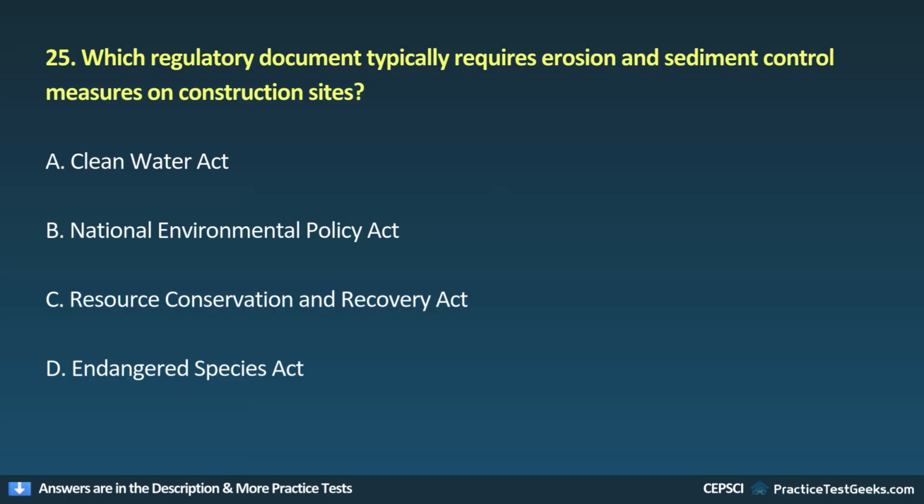25. Which regulatory document typically requires erosion and sediment control measures on construction sites? A. Clean Water Act. B. National Environmental Policy Act. C. Resource Conservation and Recovery Act. D. Endangered Species Act.